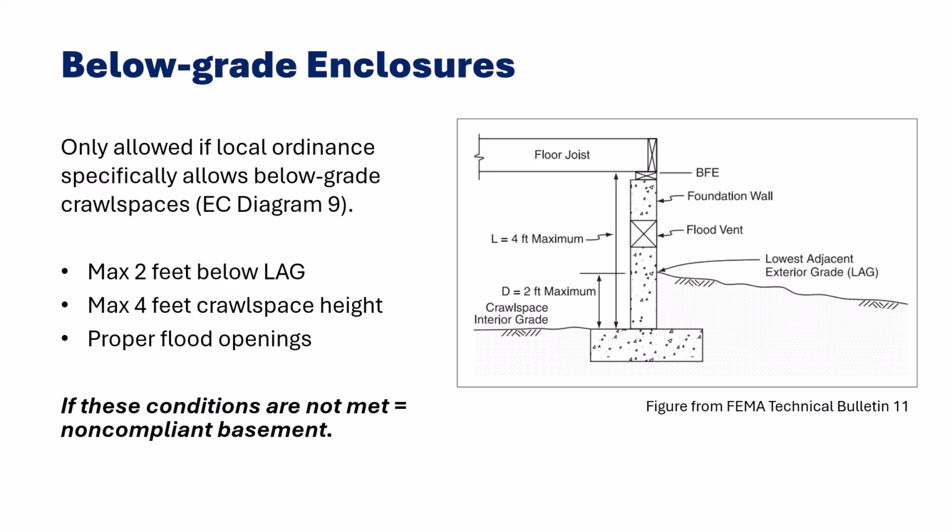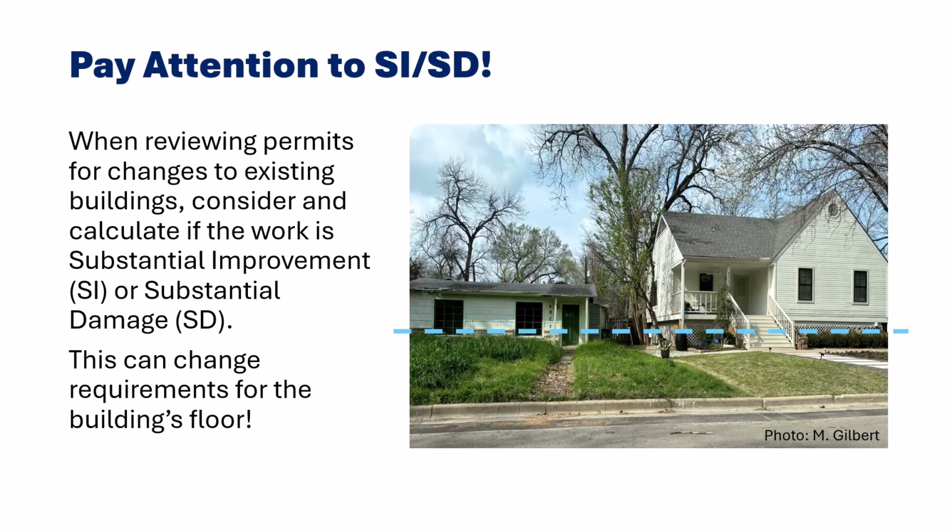FEMA Technical Bulletin 11 outlines the specifications for permitting below grade enclosures. They may be no more than 2 feet below the lowest adjacent grade, no more than 4 feet from the crawl space floor to the underside of the floor joist, and they must have proper flood openings, at least 1 square inch of flood opening per 1 square foot of enclosure. If these conditions are not outlined in the ordinance or regulations and are not met by a building, that becomes a non-compliant basement.